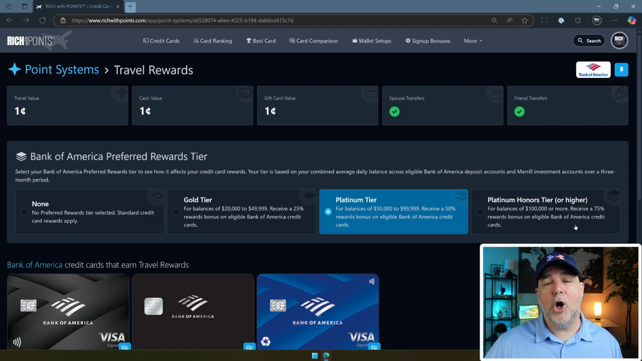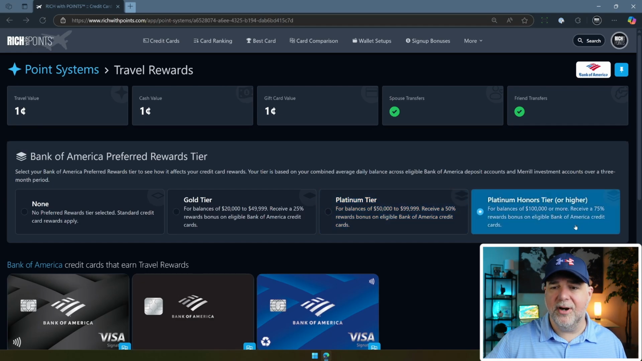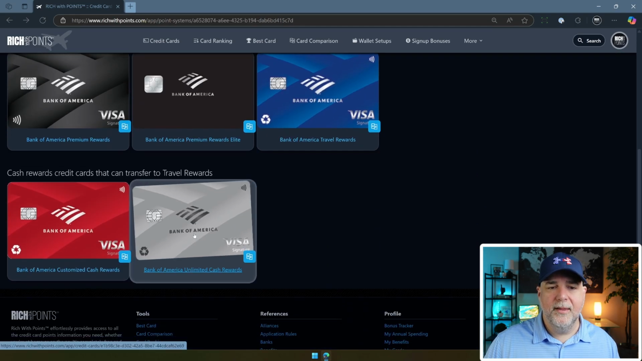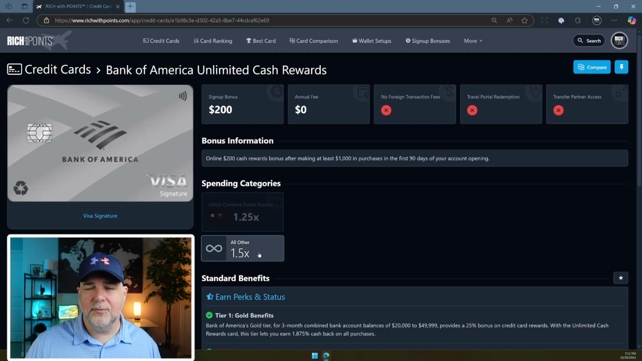And then for the platinum honors tier or higher, because they have other higher tiers, but it stops here in terms of the rewards bonus. For 100,000 or more, you get a 75% reward bonus on all those earning points for all those cards. So by clicking on this, and I'll show you here in a second, I'm gonna go down to none, and then we'll just go to the easiest card here, which just had that one. You get 1.5x, right?